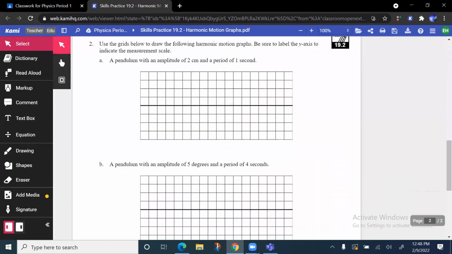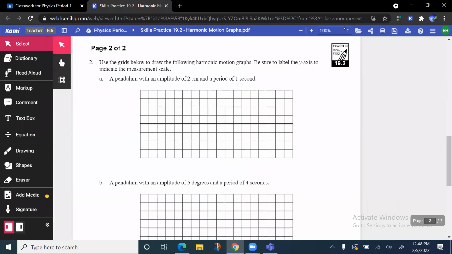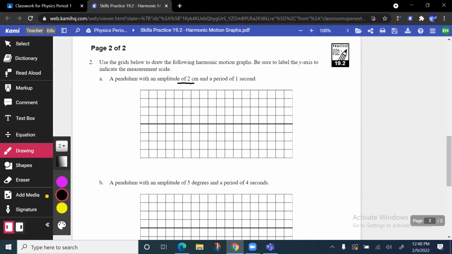If we take a look at question 2, we now need to come up with a graph that has a particular given amplitude and period. So let's try this. I'm going to make every box 1 centimeter in this graph. So that's 0, -1, -2, -3, -4. And I want to make every 4 boxes 1 second. So 1, 2, 3, 4, and so on.